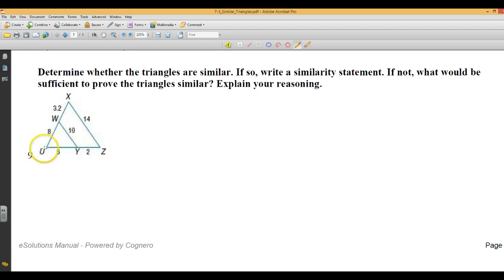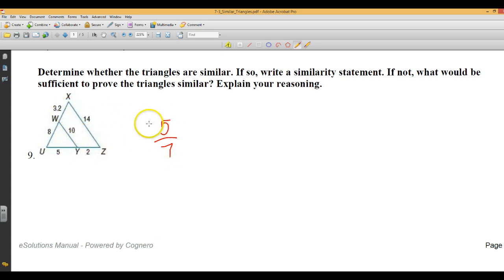So we'll start with the smaller triangle, so this side right here, UY, as it corresponds to the larger triangle. So a common mistake is to put 5 over 2, but 2 is only part of a side of this larger triangle. The entire side would be 5 plus 2, or 7. So we have this ratio.